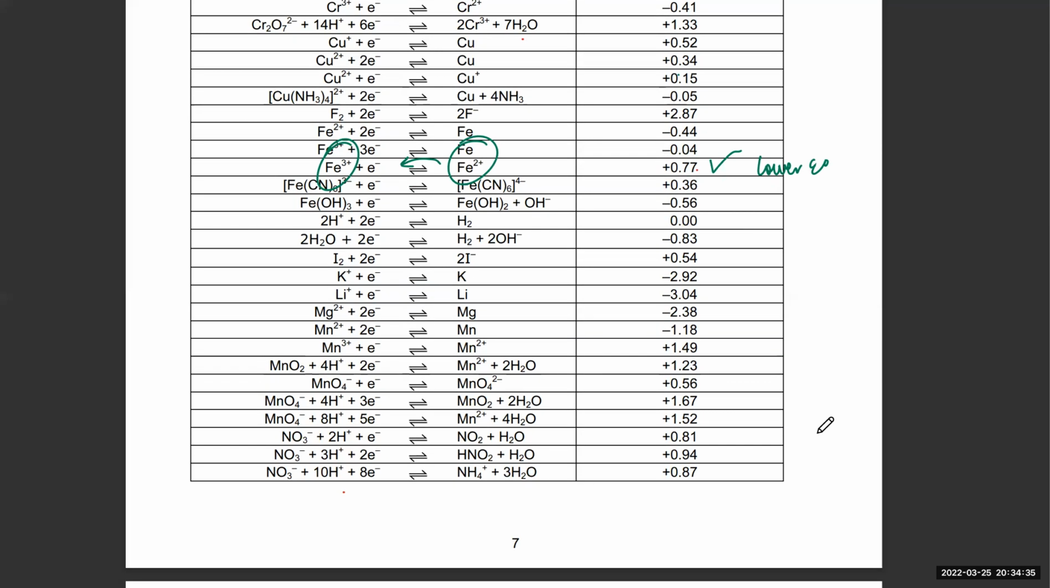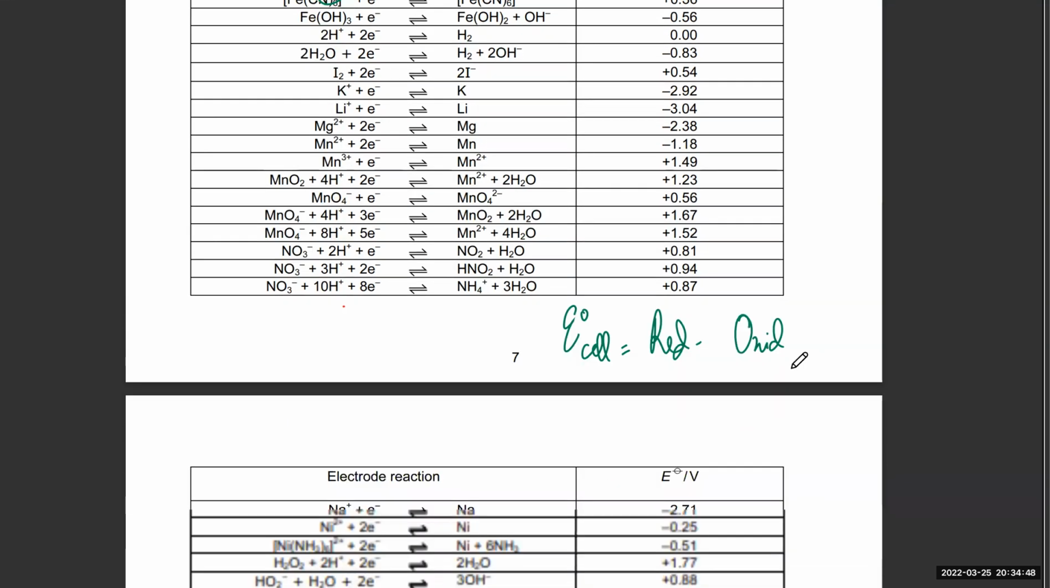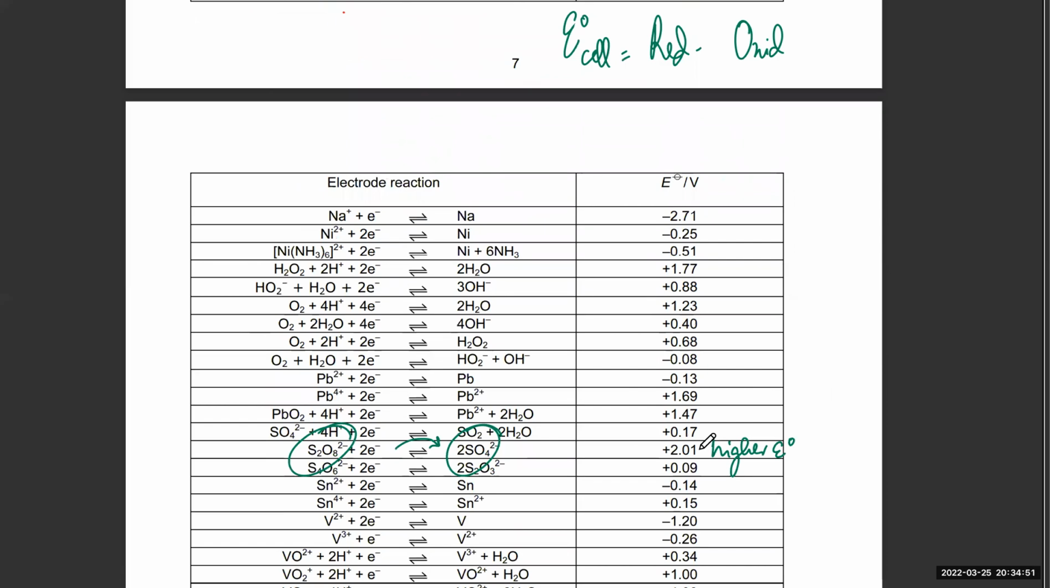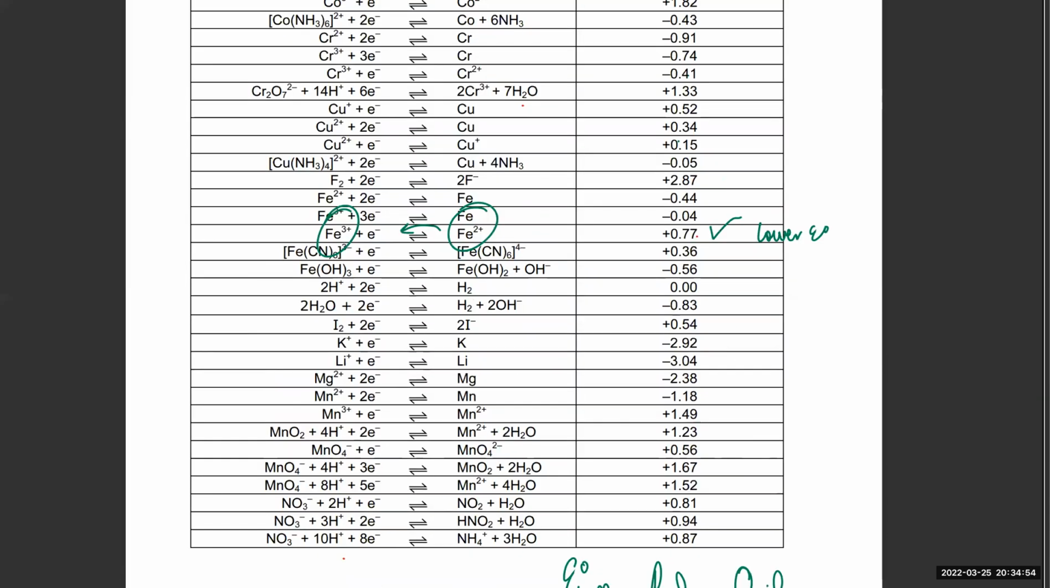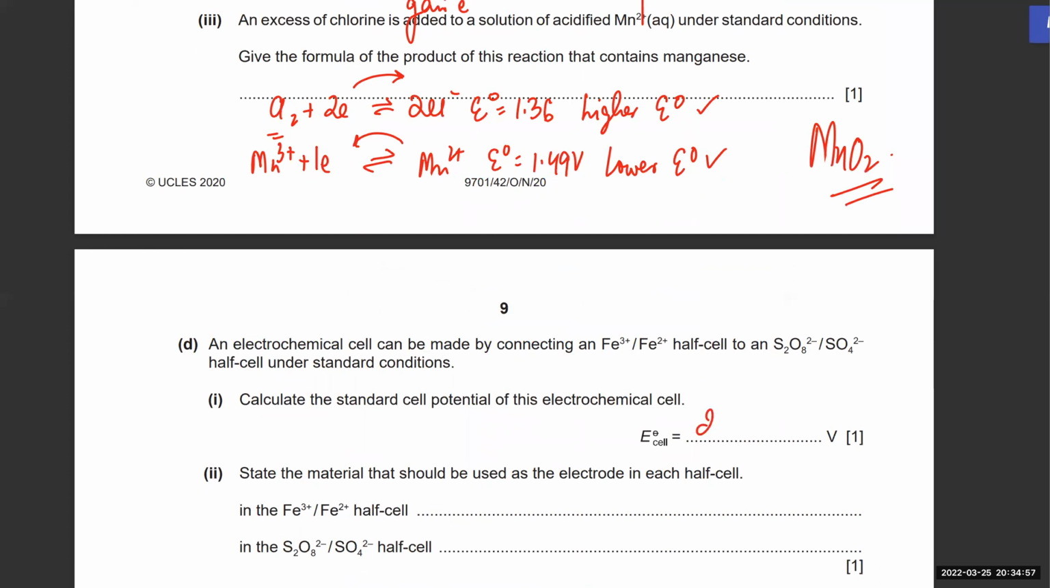So what is the E naught cell? How do you find the E naught cell? It's the reduction potential minus the oxidation potential, or basically higher potential minus lower potential. So it's going to be 2.01 minus 0.77, which is going to give you 1.24. Sorry, 1.24. So this comes out to be 1.24.